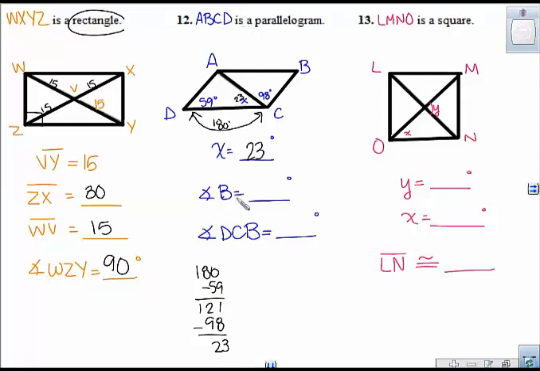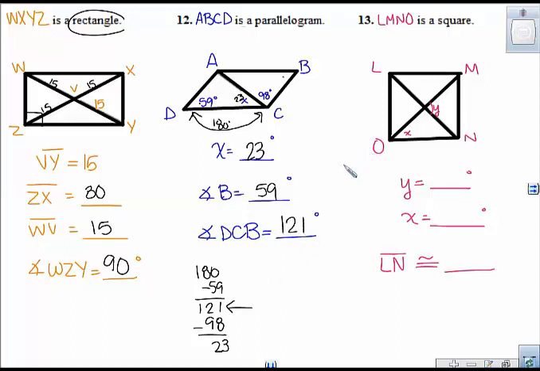They also ask us to find angle B. That's this angle here, the top right corner. And we know in parallelograms, opposite angles are congruent. So that would be 59. And then they ask us for DCB. DCB, that's this entire angle. Well, we just found that before we took away the 98. It was 121 degrees.